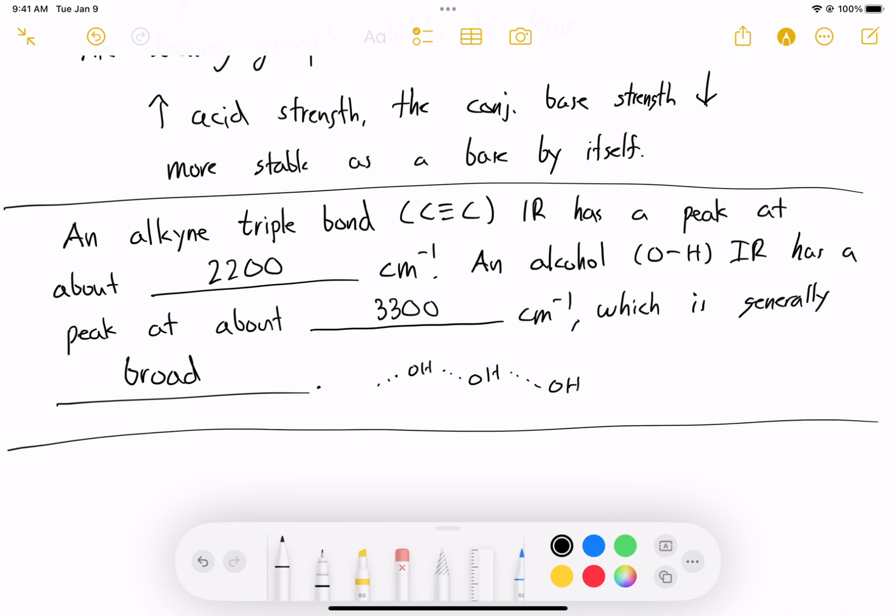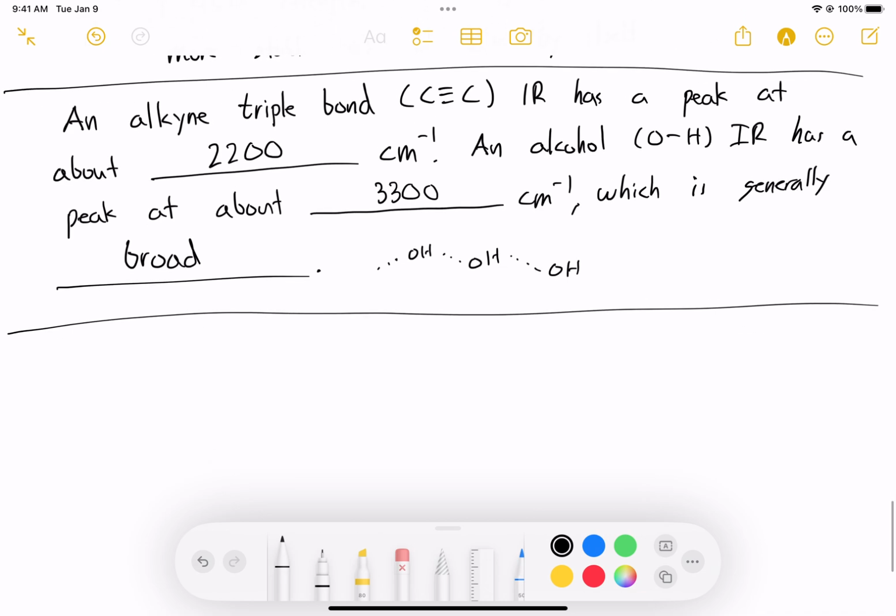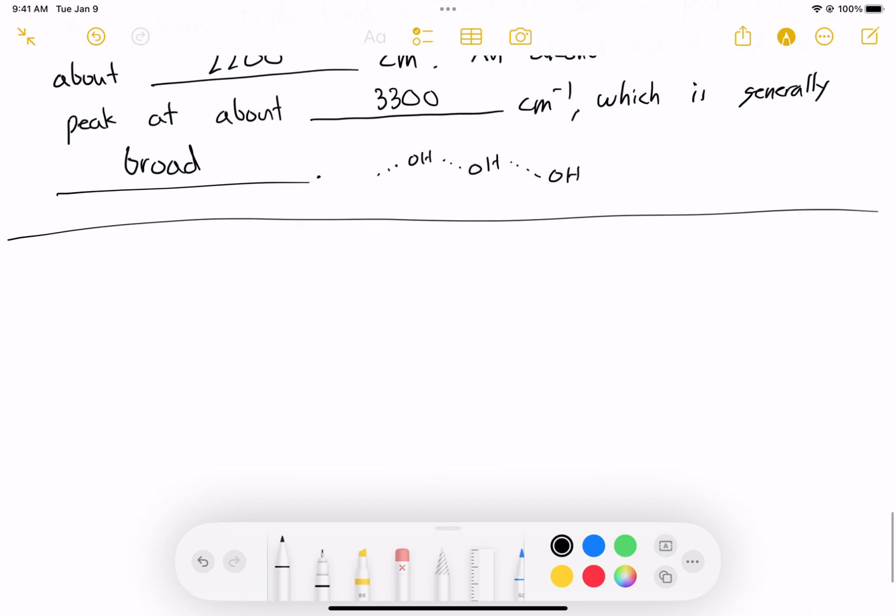All right. So don't worry anything about chapter 8. We don't have to think about that yet until the final. But let's talk about some more substitution reactions.